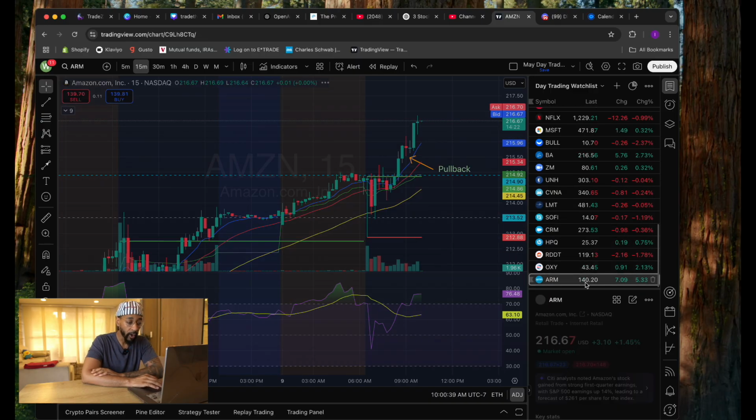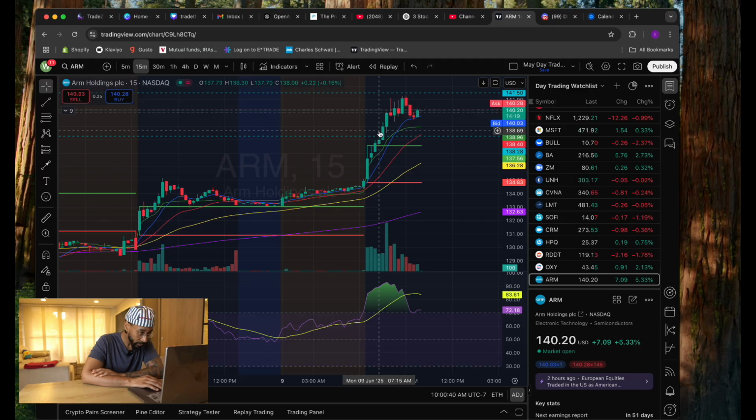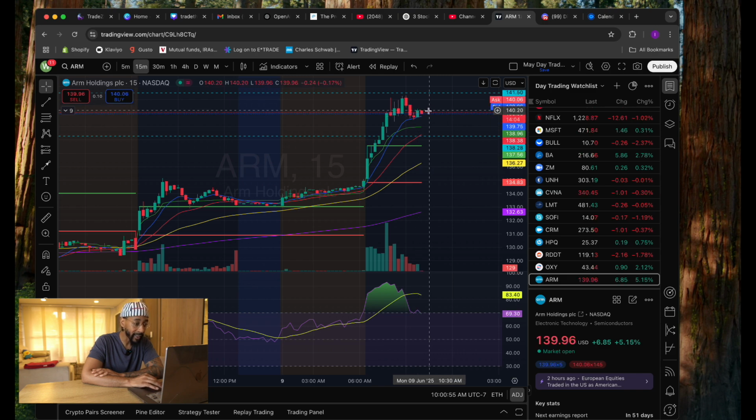Let's look at this one, ARM. We were in this trade today. It came up, right? It was in an uptrend. This candle right here lets me know that we're going to be coming down after this uptrend right here. Yes, we came up a little bit more, but then look what happened. We did end up coming down lower. Now, I do think that this stock is going to come down even lower, but it may take some time.